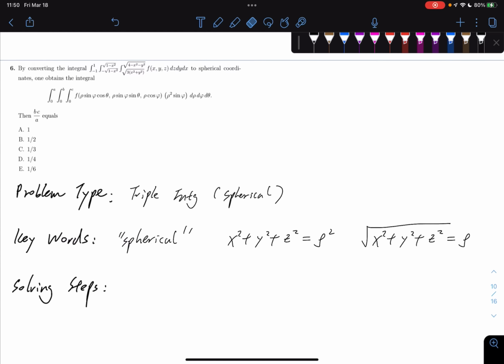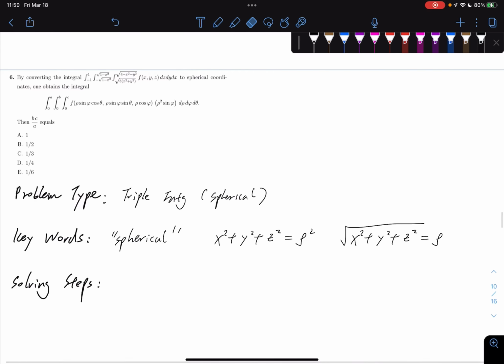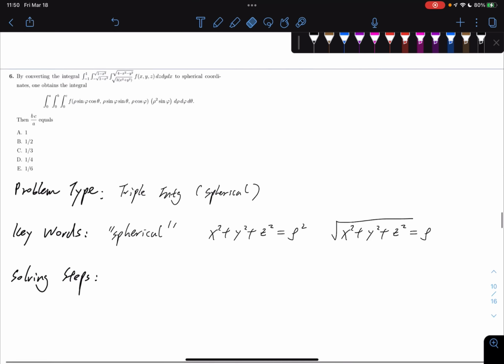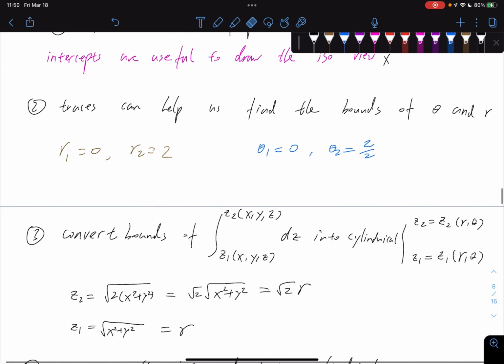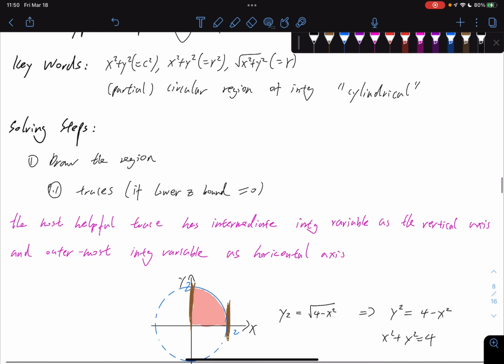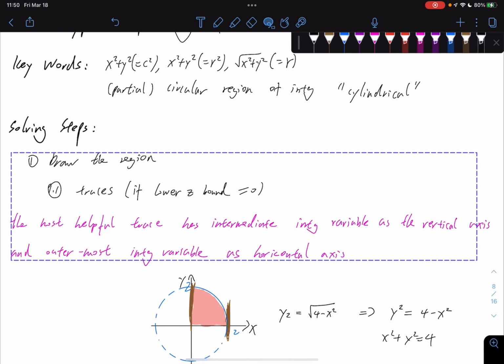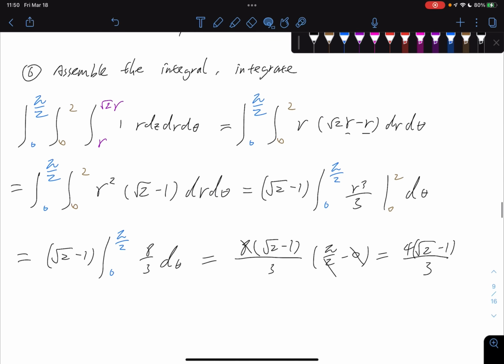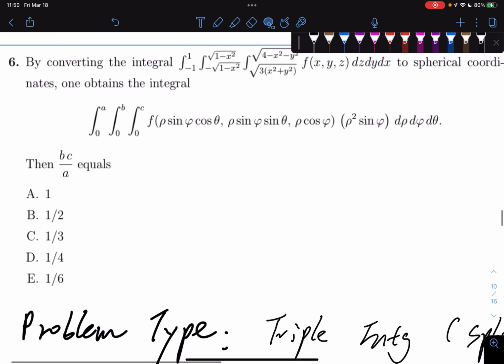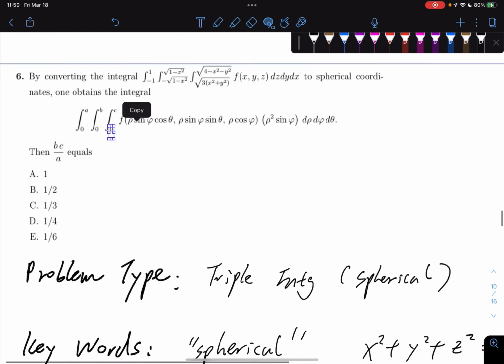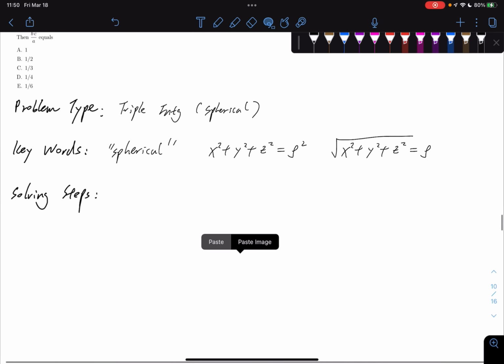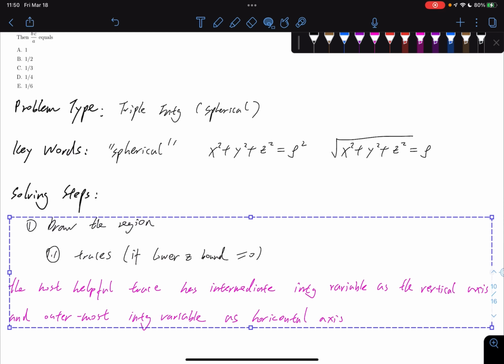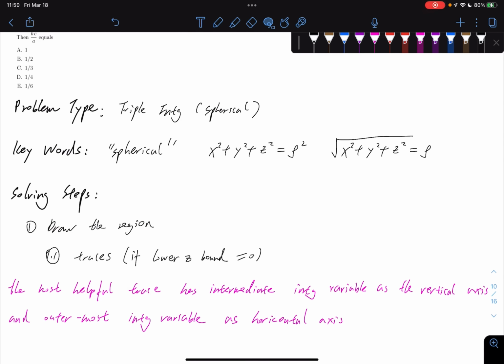So, okay, let's go ahead and get started. Right, as usual, we will go ahead and draw the region first. Traces will be helpful, right? If the lower bound of z equals 0, and in this case it is, so that's z equals 0. So let me go ahead and paste this. We'll draw the region and then start with the traces.